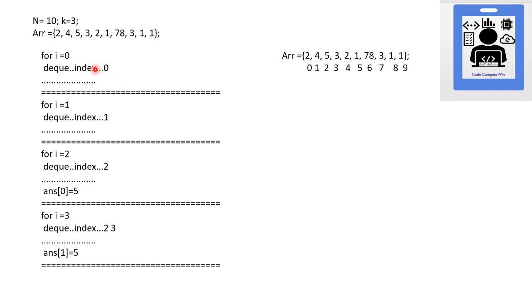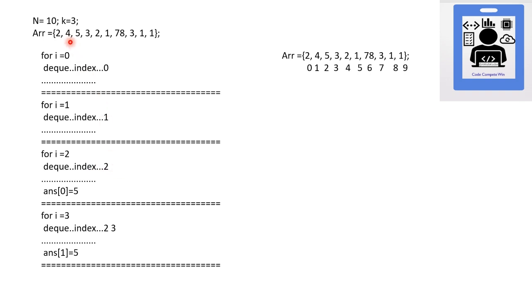So first we check if the value present at index 0 is less than the value present at index 1. It is less, so we pop out the 0 from our deque and put 1 at the back. And for i equals 2, we check the same condition again.